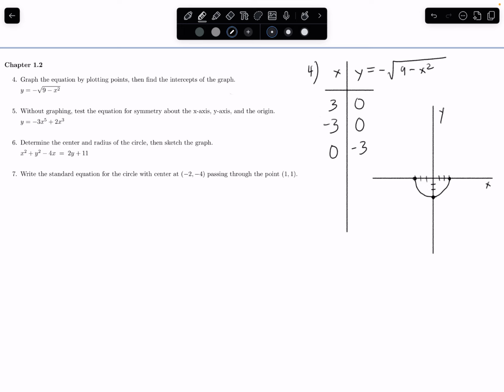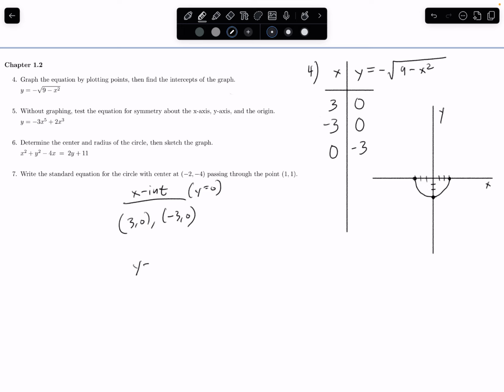Yeah, sketch the graph. Now we've got to find the intercepts of the graph, but that's actually easy. Just looking at it by inspection, I can tell already. The x-intercepts are right there and there, and the y-intercept is right there. Now let's say you didn't know that. Then how do you normally find intercepts? You just plug in 0 for the opposite one, right? So if I want x-intercepts, then I want y equal to 0. So I plug in y equal to 0, what happens? I get 3 or negative 3. So those are my two x-intercepts, (3, 0) and (negative 3, 0).